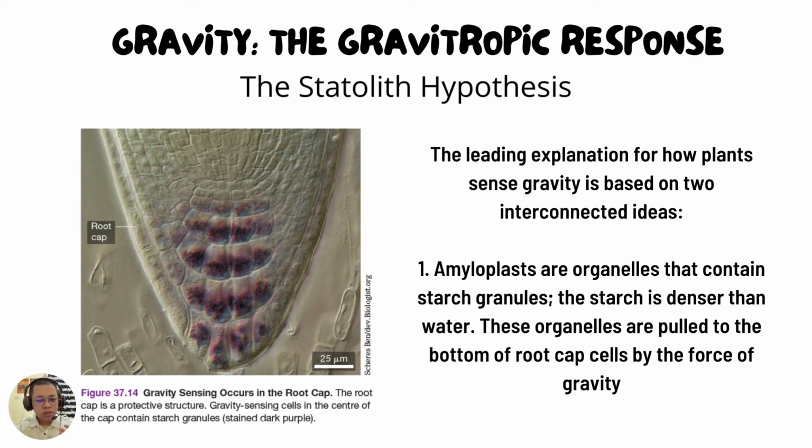I think this is a microscopic view of the plant. As you can see, there is a color there, blackish or somewhat violet. Those are amyloplasts. These amyloplasts are organelles that contain starch granules. The starch is denser than water, and these organelles are pulled to the bottom of root cap cells by the force of gravity. We all know that the direction of gravity is downward, and it is also visible that the amyloplasts are going downward following the direction of gravity.